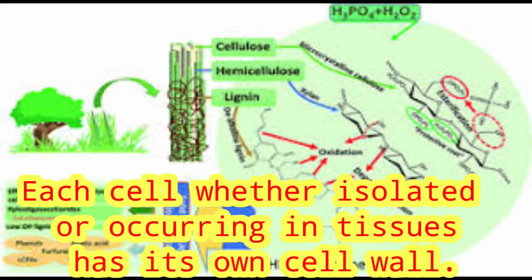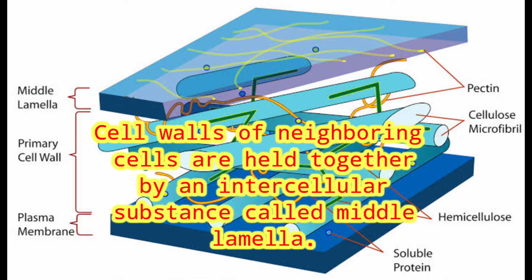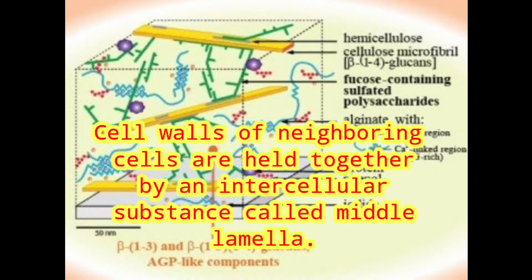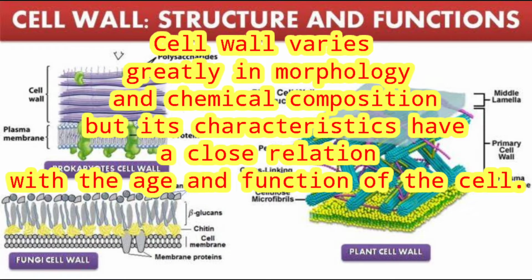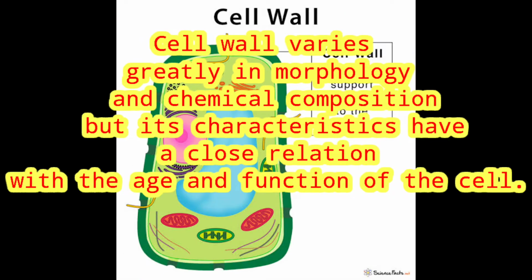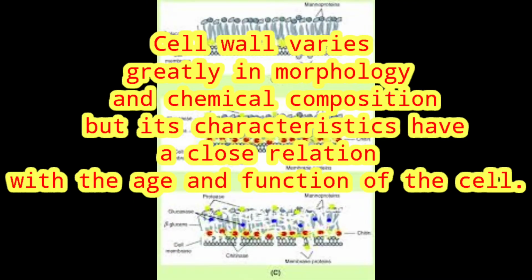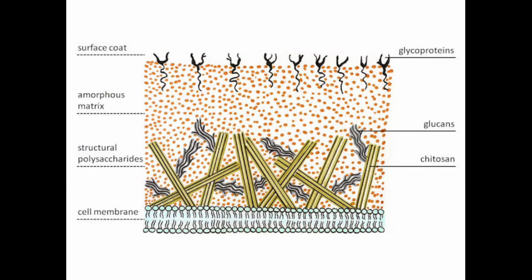You should remember this. Now the next point is each cell wall of neighboring cell are held together by an intercellular substance called middle lamella. Each wall varies greatly in morphology and chemical composition, but its characteristics have a close relation with the age and function of the cell. So there will be meristematic, parenchyma, collenchyma and sclerenchyma depending upon the nature of cell wall.